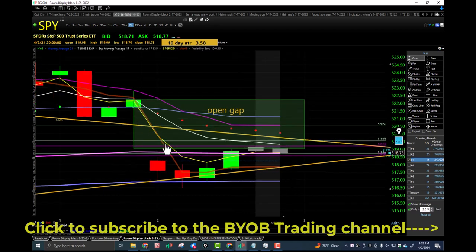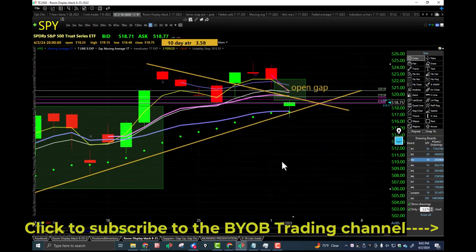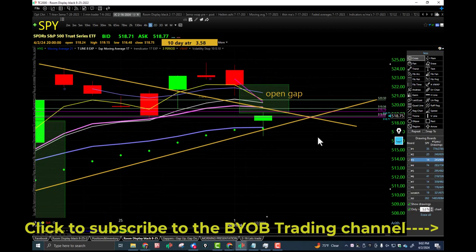You get a double inside day. A double inside day would be like a day inside another day. Whenever you get that, you're going to have a nice consolidation breakout. Be ready for that one.